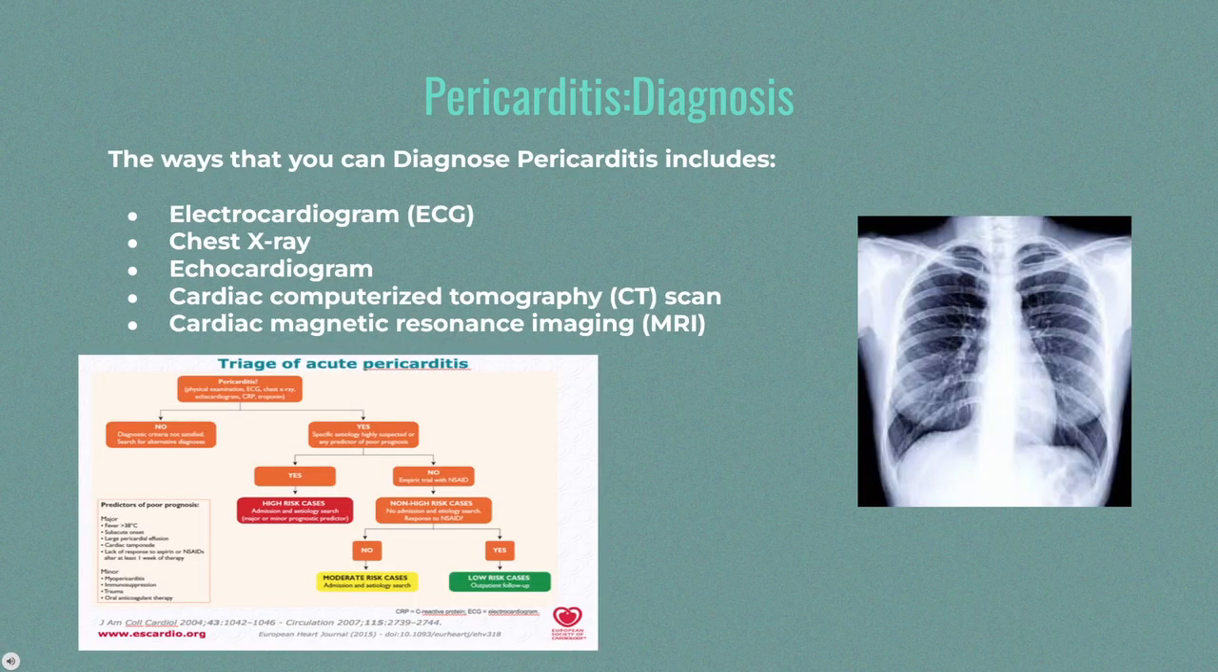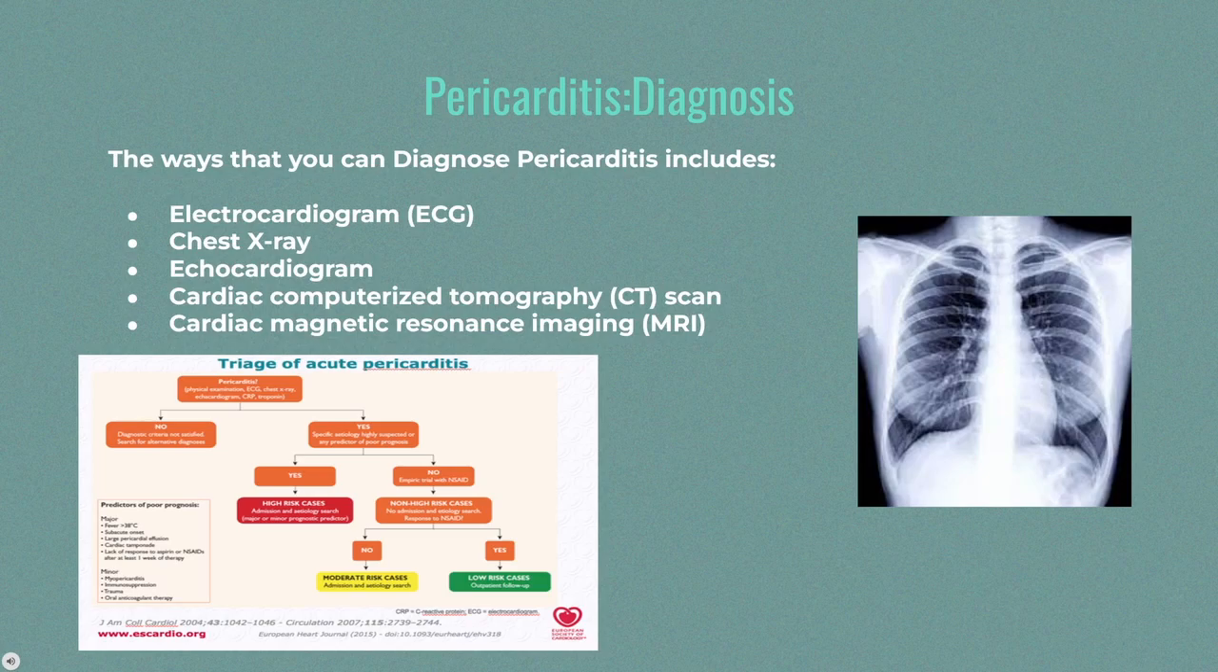The way you can diagnose pericarditis is using an electrocardiogram, which is a quick and painless test that records electrical signals in the heart, a chest x-ray, which can show changes of the heart in size and shape, an echocardiogram, which uses sound waves to create images of the moving heart, cardiac computerized tomography, or a CT scan.